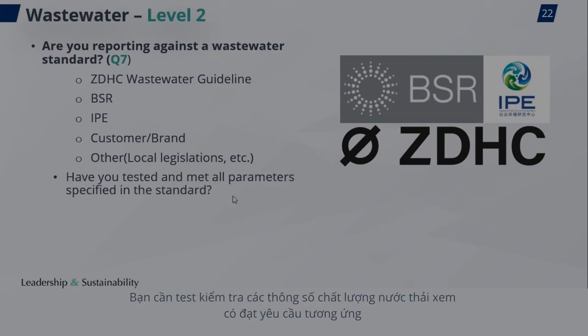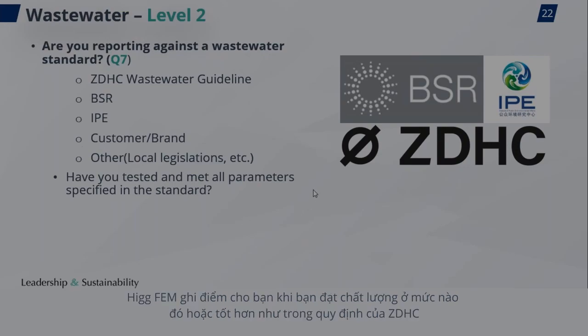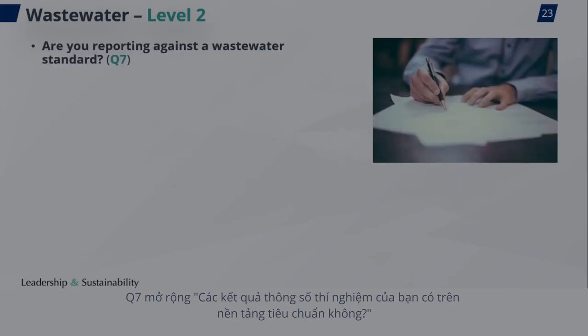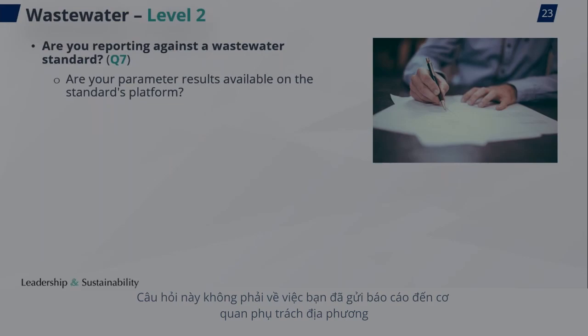And of course, you need to accordingly test and meet all parameters specified in the standard. And in the Higg FEM, you may get credited if you reach certain better levels, for example, in the ZDHC, in the Zero Discharge of Hazardous Chemicals wastewater guideline. And so there is also a follow-up question within question 7. Are your parameter results available on the standards platform? So this doesn't mean that you have done the analysis and sent it to your local authorities. Here, the question is really about, are your results uploaded somewhere on the standards platform, like, for example, the ZDHC platform, where you can upload the results so that they are also available.